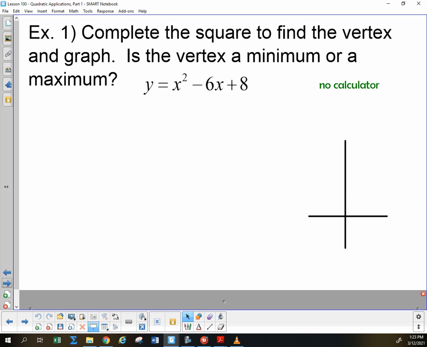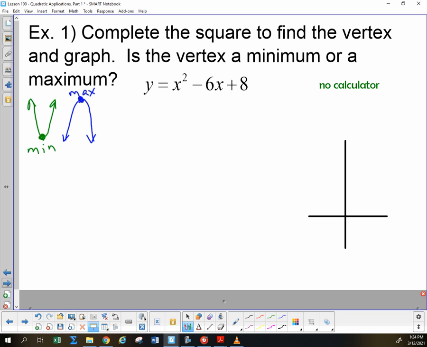So our first one for today, complete the square to find the vertex and graph. Is the vertex a minimum or a maximum? So remember, if we have a parabola that opens up, arrows on both ends, this one keeps going forever and ever up. So there's never a highest point, the vertex is the lowest that the y can ever go, so we call that a minimum. And if we have one that opens down, it keeps going forever and ever. It never has a lowest point, it never has a smallest y, but it does have a biggest y, so this is the max up here at this point.